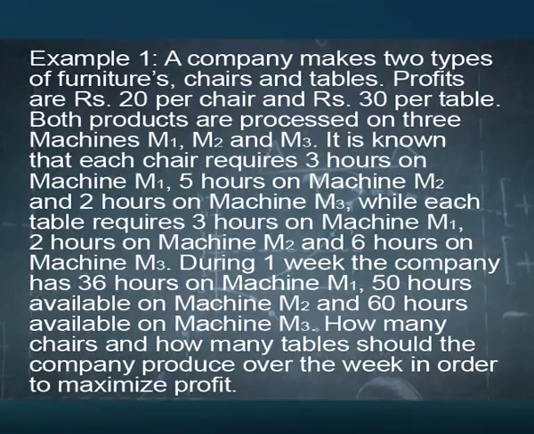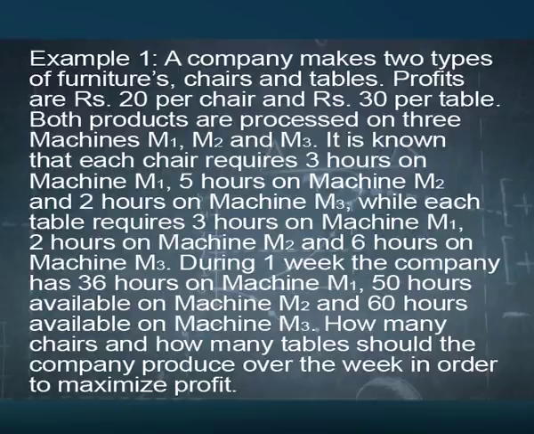The example is, a company makes two types of furniture, chairs and tables. Profits are rupees 20 per chair and rupees 30 per table. Both products are processed on three machines, M1, M2 and M3. Each chair requires 3 hours on machine M1, 5 hours on machine M2 and 2 hours on machine M3, while each table requires 3 hours on machine M1, 2 hours on machine M2 and 6 hours on machine M3. During the first week, the company has 36 hours on machine M1, 50 hours on machine M2 and 60 hours available on machine M3.